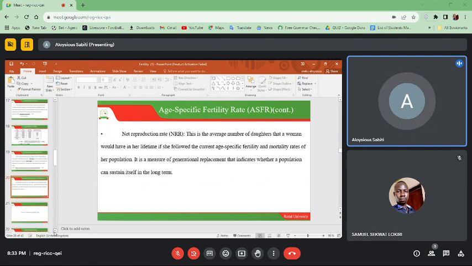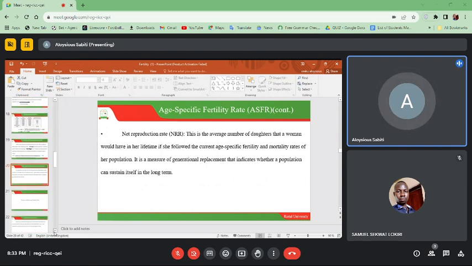So, if you wanted to calculate whether a population is able to replenish, what we call the replacement mode, if someone is able to replace, it is this particular measure that you can use. And to calculate this, you will have to look at the age-specific fertility rate. It is also looking at the age-specific mortality rate.